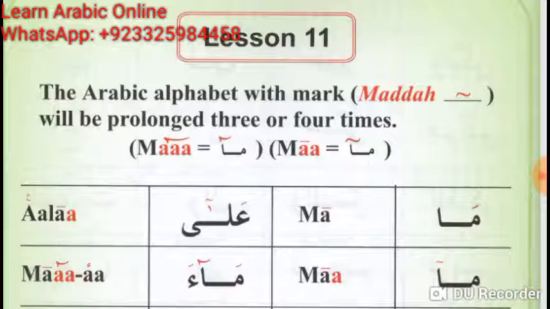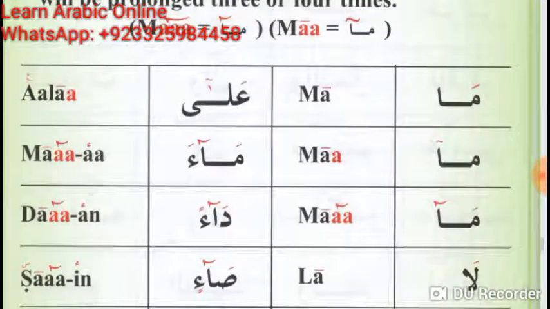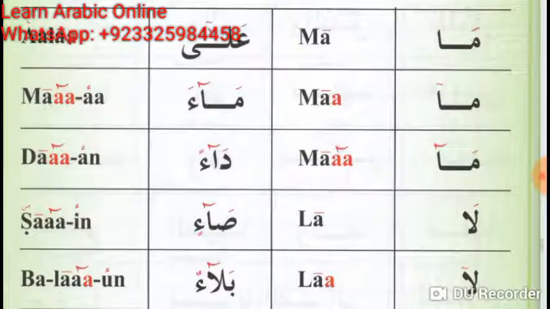But here, in this madda, we elongate three or four times. Now look at the first word. In the first word, you have Alif Madda. So you will elongate two times. Ma. Then in the next word, you have small Madda on Alif. This time you will elongate three times. Ma. Then you have big Madda. This time you will prolong four times. Ma.